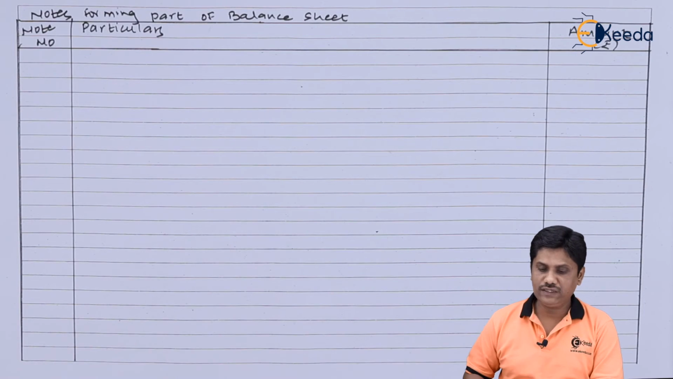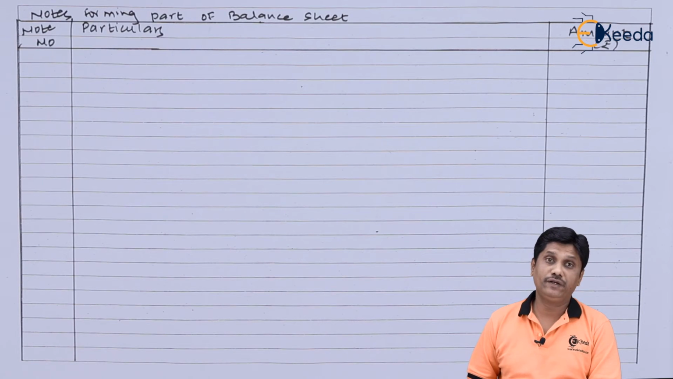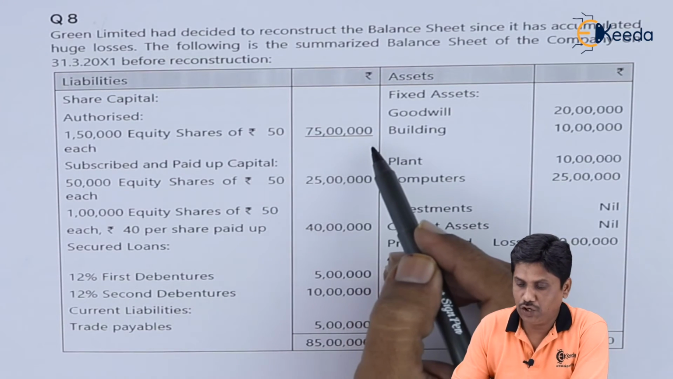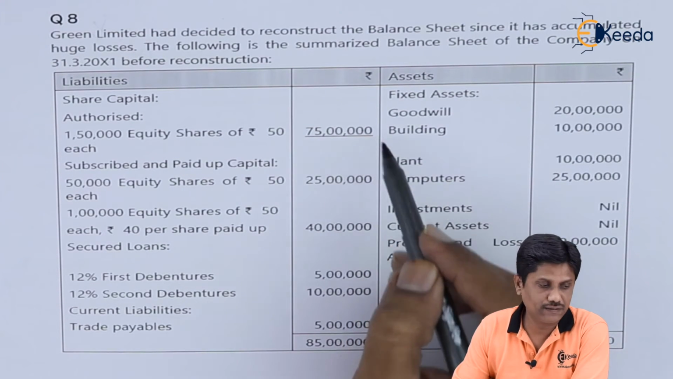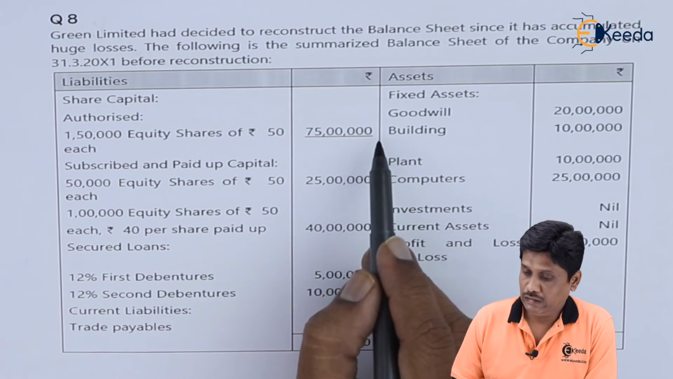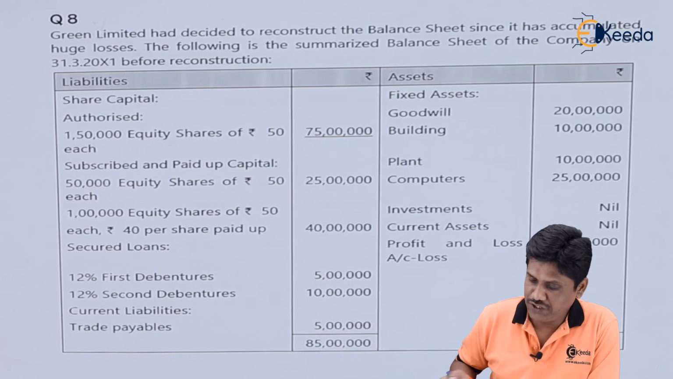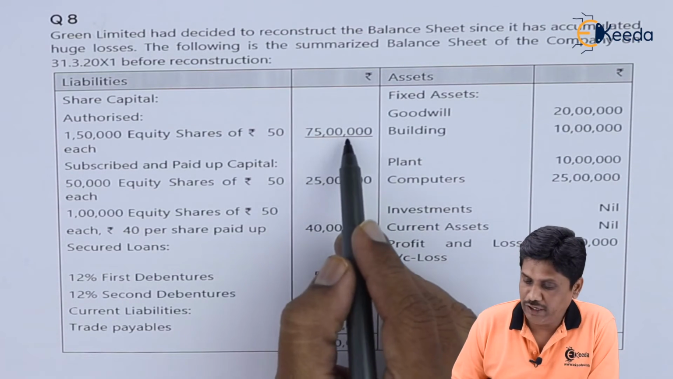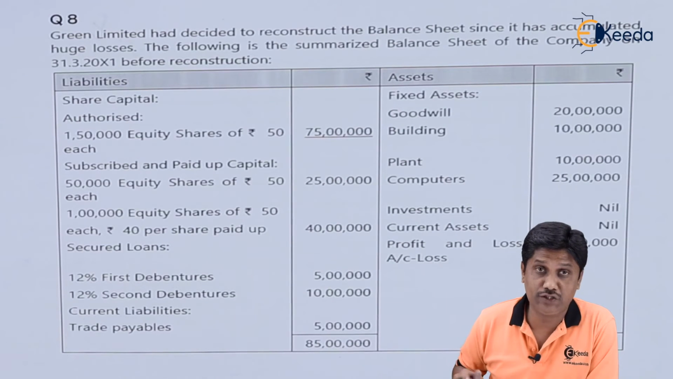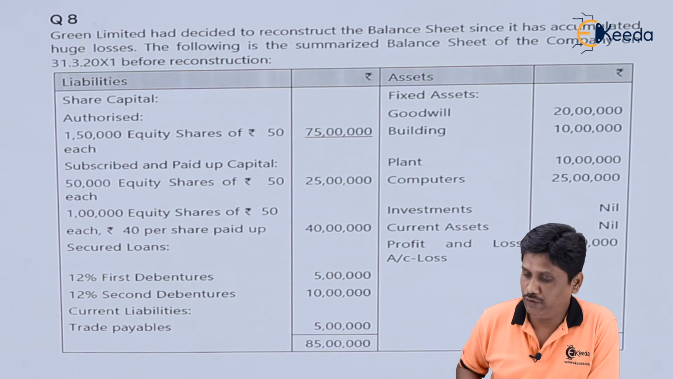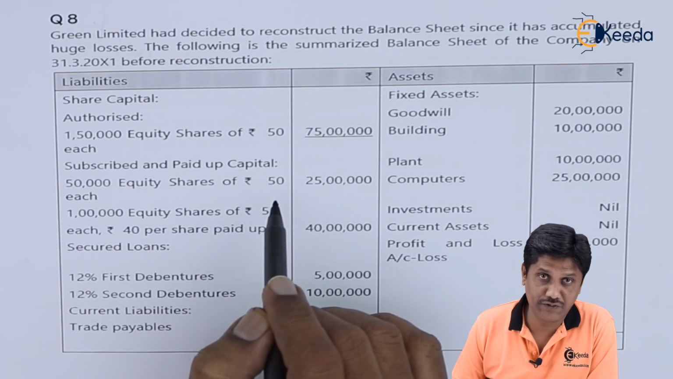Friends, you can notice I am ready with the notes. Now I have to prepare note number 1 for share capital. Friends, you can notice your authorized capital is 75 lakhs and now we have changed our shares to rupees 20 each. So I can assume 75 lakhs is the same capital which is authorized, but in future our shares will be of rupees 20 each. So I have to consider those many number of shares.